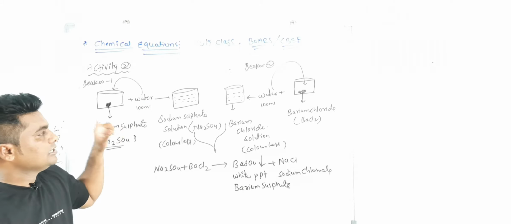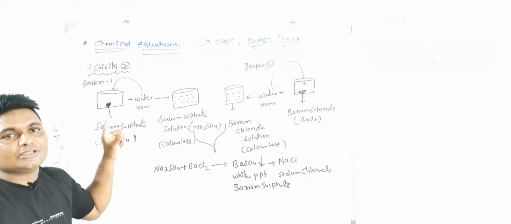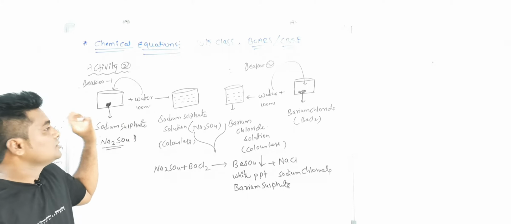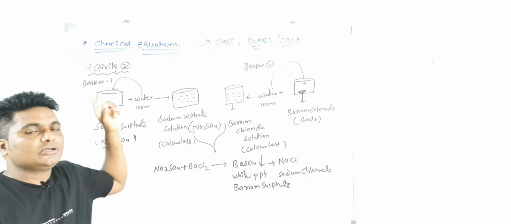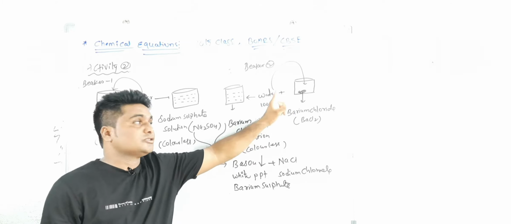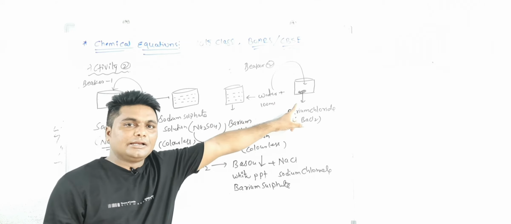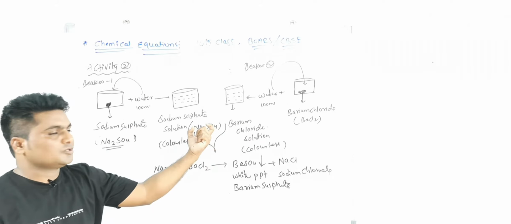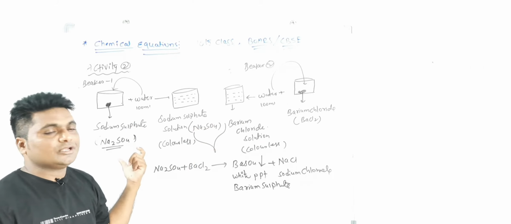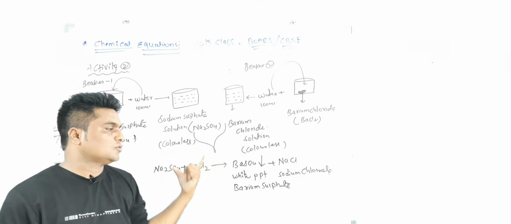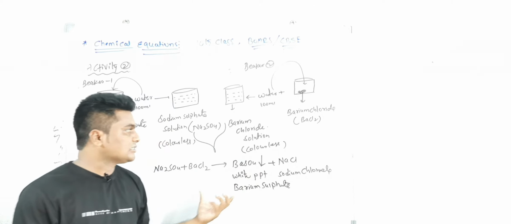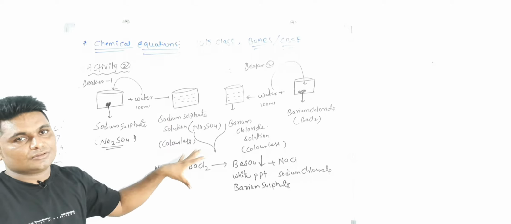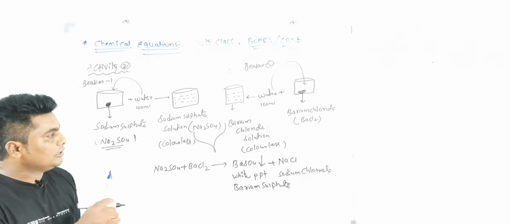Okay, this is the second activity. In this activity, what we did: take one beaker, dissolve the sodium sulfate in 100 ml of water, and take another beaker, dissolve the barium chloride in 100 ml of water, and mix both solutions, the sodium sulfate solution and the barium chloride solution. You get a new compound, that is barium sulfate. So this is called a chemical reaction. This is the second activity. Write down.